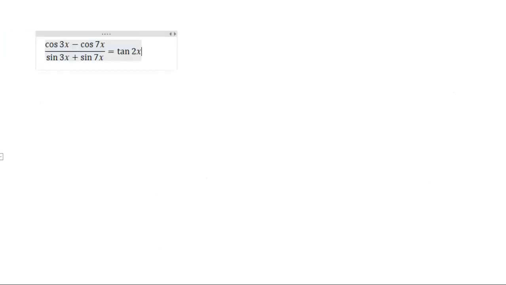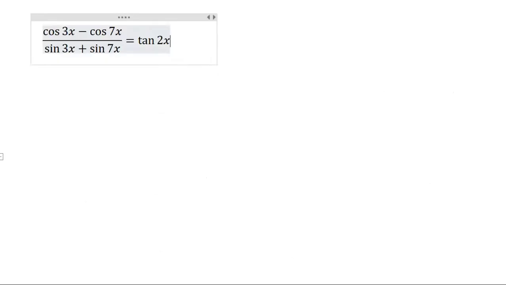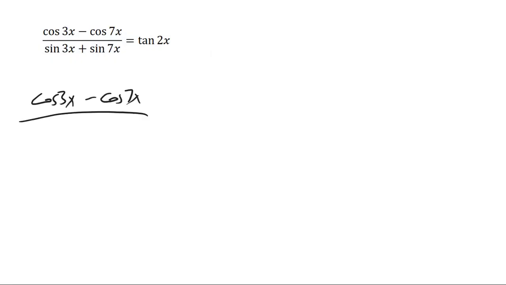Okay, last one for this video. Cosine of 3x minus cosine 7x over sine 3x plus sine 7x is tangent 2x. I wouldn't know how to start from the right-hand side to get to the left-hand side. So let's start from the left-hand side. Cosine 3x minus cosine 7x over sine 3x plus sine 7x.